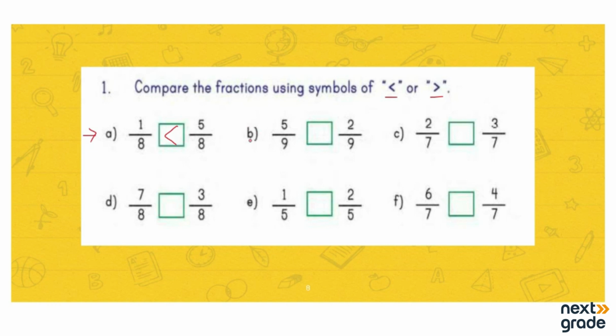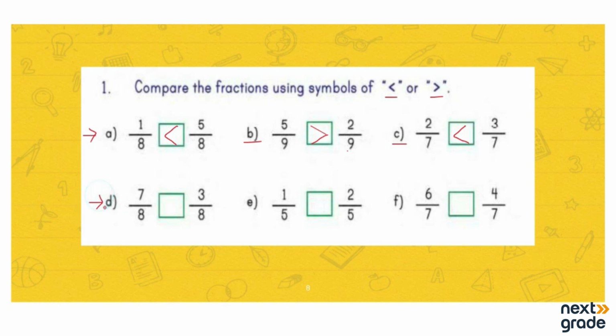So let's look at the next example and the next part, that is B. 5/9 and 2/9 both have the same denominator. So let's look at the numerator. 5 is the greater one, so we are going to put this sign and it shows that this part is the greater one. Alright. Next we have question C, and that is 2/7 and 3/7. So in this case 2 is the smaller one and 3 is the bigger one. So we are going to put the sign like this. The opening side indicates that it's the bigger fraction.